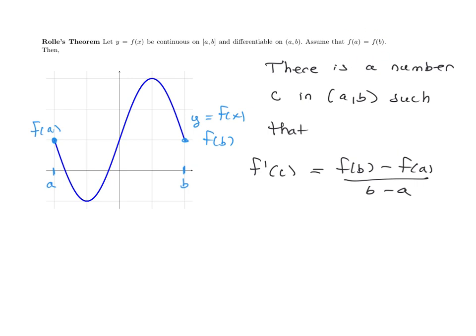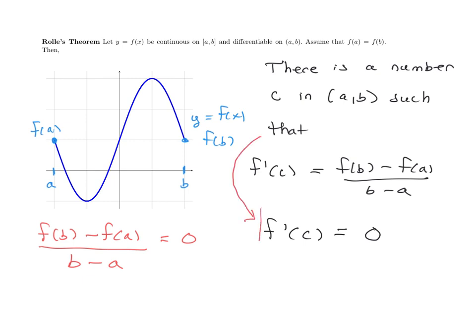But with this assumption, what can you say about this fraction? What is f of b minus f of a? Here's f of b, here's f of a. They're the same number. If you subtract them, you get 0. That is, I'll put over here, f of b minus f of a, that's equal to 0. And if you divide it by b minus a, still 0. So the actual conclusion we can draw with Rolle's theorem is f prime of c is 0. So really, we're concluding this here. This is still true, but you can reduce it to this.